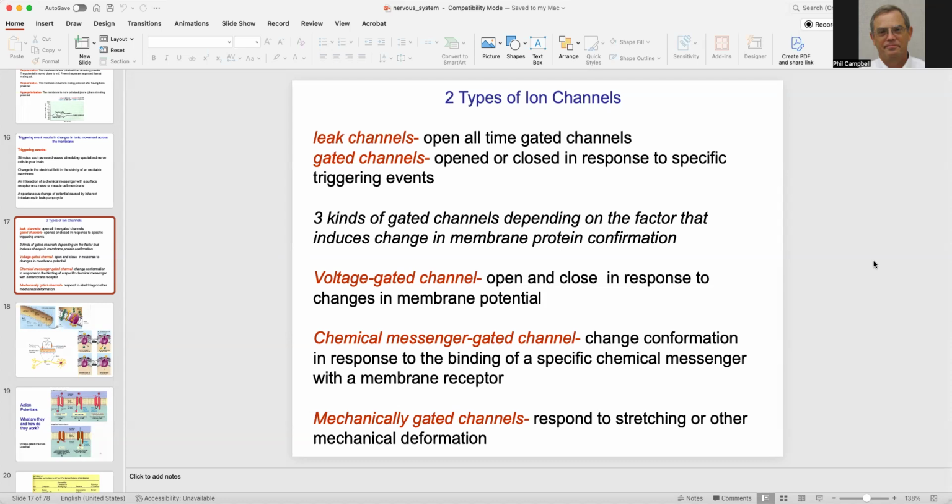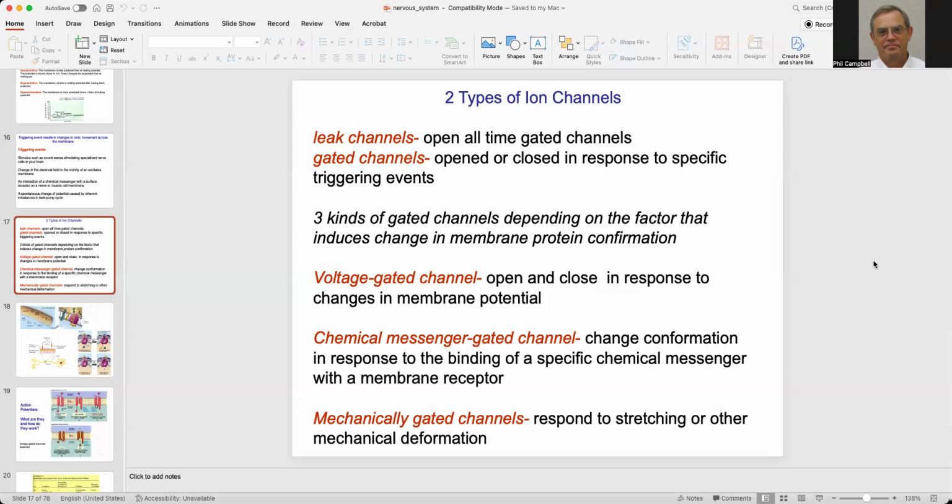I want to focus now on the gated channels. Again, just to remind you, it all depends on what stimulates them to open or close. There are three kinds that we have in physiology. We have voltage gated channels, which means some voltage disruption across the membrane. We have chemical gated channels, which means that there is a signaling molecule that binds to a receptor that then initiates opening and closing. And then there is a mechanical gated, which means, for instance, deformation of that protein will result in opening or closing.